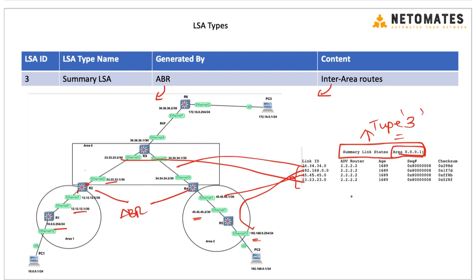That's why they are called inter-area routes. These are routes not in area 1, but they are in area 0 and area 2. So the ABR is basically sending those LSAs, and after receiving those LSAs, this database will form. Summary LSAs are generated by the ABR to inform other areas about the inter-area routes.